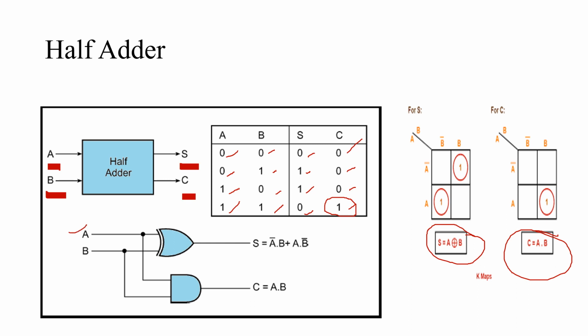Now using this K map, we will draw the circuit diagram. So we have A and B as two inputs, and then we take this XOR gate over here and we get sum equals A bar B plus A B bar, and we use this AND gate and we get carry C equals A dot B.